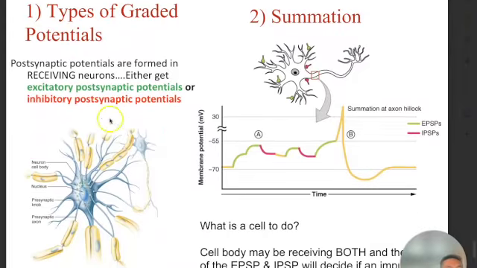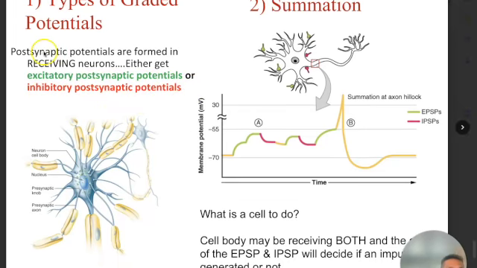Types of graded potentials. Post-synaptic potentials are formed in receiving neurons. You get either an excitatory post-synaptic potential or an inhibitory post-synaptic potential. All it means is, the post means after the synapse. Synapse is when they're connected. Two things will happen. Excitatory means it's going to go on. Inhibitory means it's not going to go on.